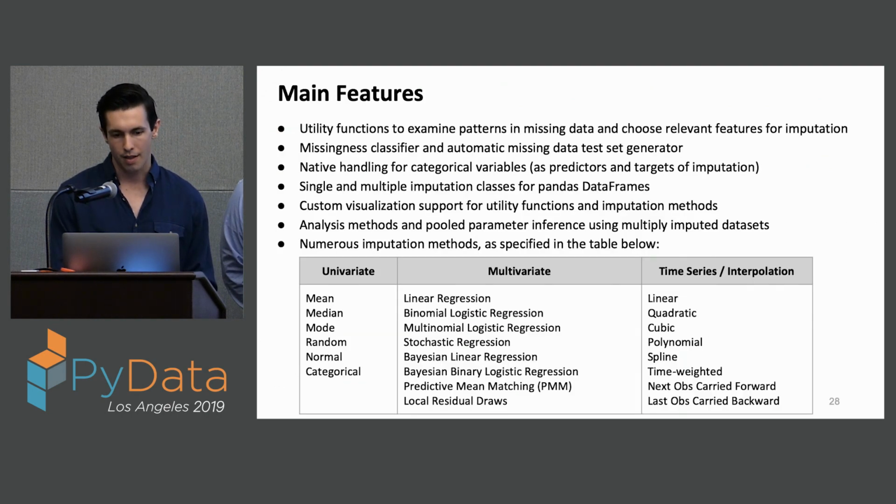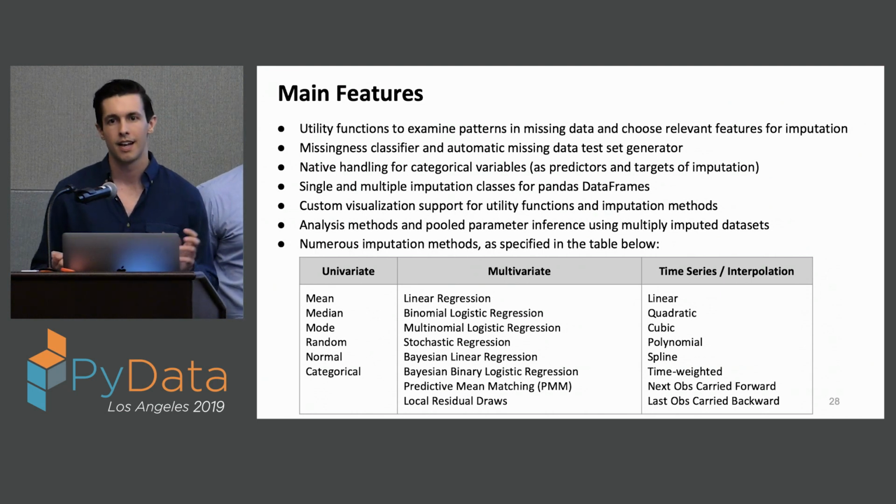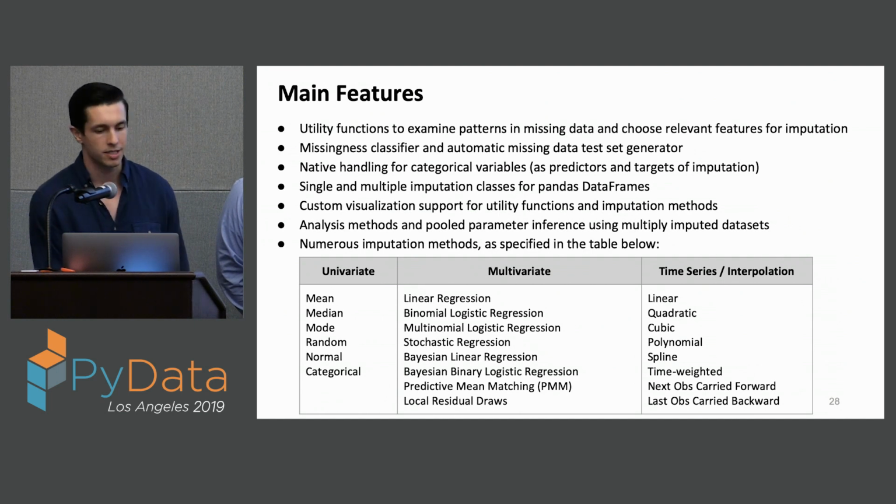Okay, so the main features, I won't go too much into this, but the point of this package is to be end-to-end, from exploring missingness, visualizing missingness, doing different imputation strategies, and actually doing regressions on multiply imputed data. For the demo, these are all of the methods that our package currently supports.